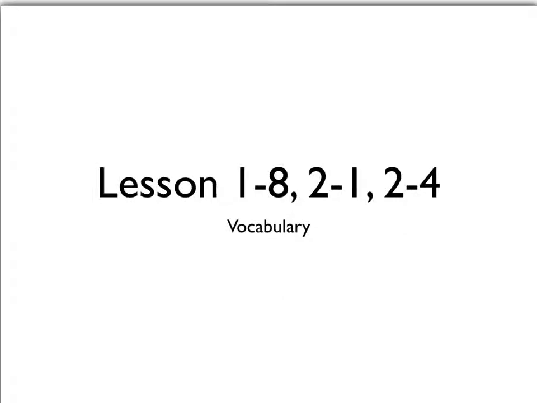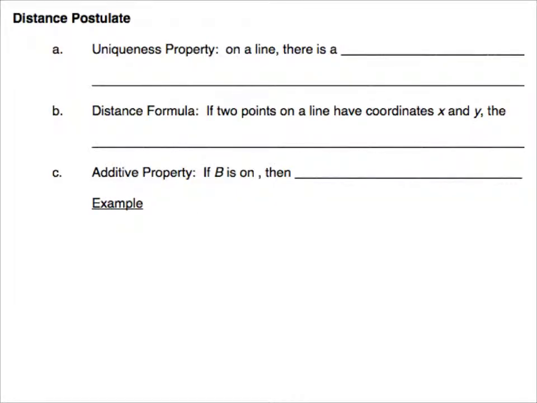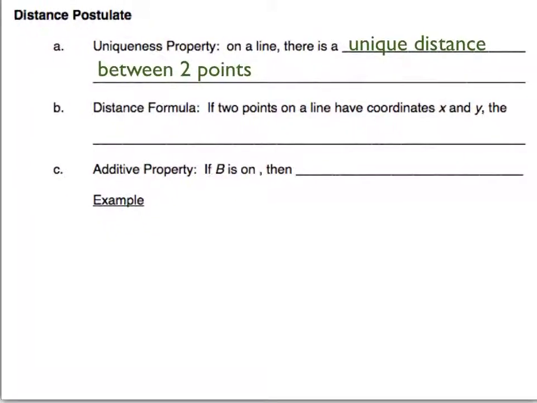Vocabulary. Okay, the distance postulate has three parts. First of all, on a line, there is a unique distance between 2 points. So all that's saying is if I have a line, by the way, lines go on forever. Those arrows indicate it goes forever. There's a unique distance between 2 points. So if I put a point here and a point here, there's only one distance between them. That's what the uniqueness property is saying.